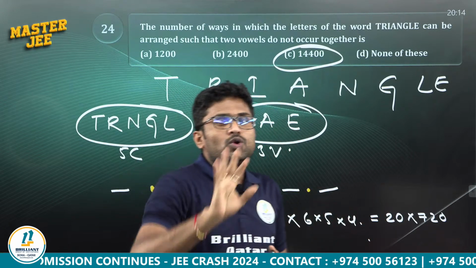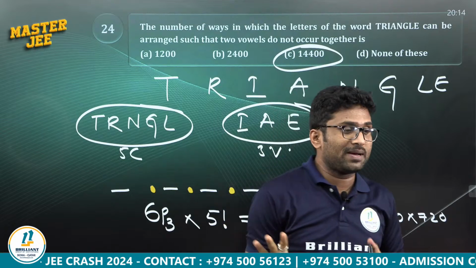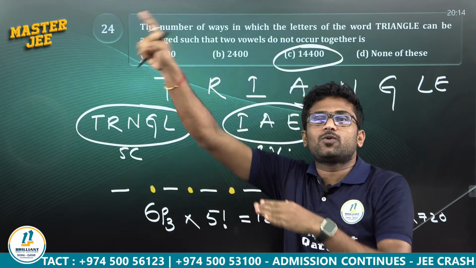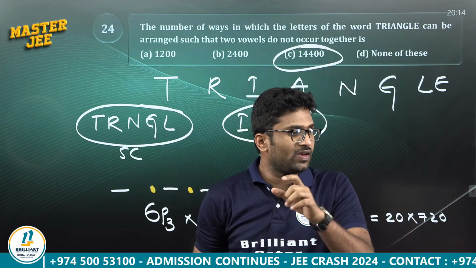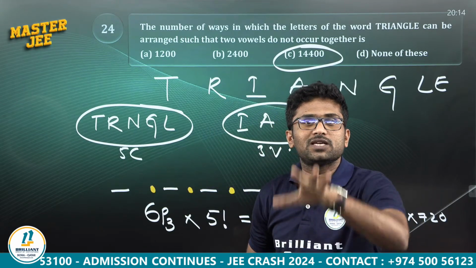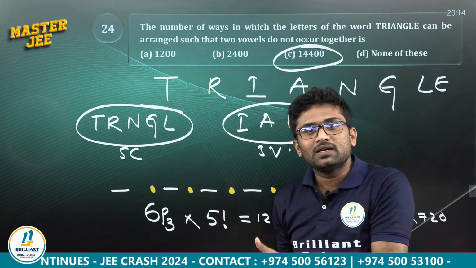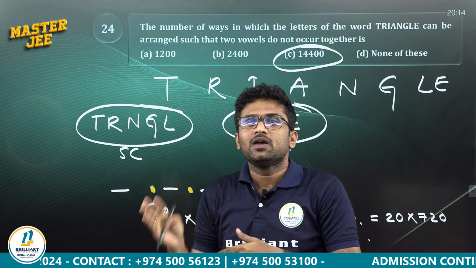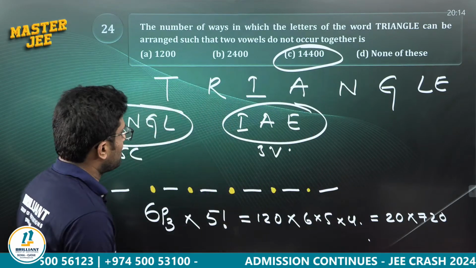So simple. This is what is called the gap method. Gap method means first we arrange the non-required things. We are focused on vowels, so let's arrange consonants. When we arrange consonants, we will be getting some gaps. In those gaps, if we arrange the remaining vowels, then we get a limited number of gaps, and in those gaps we can fill them such that no two will be adjacent.